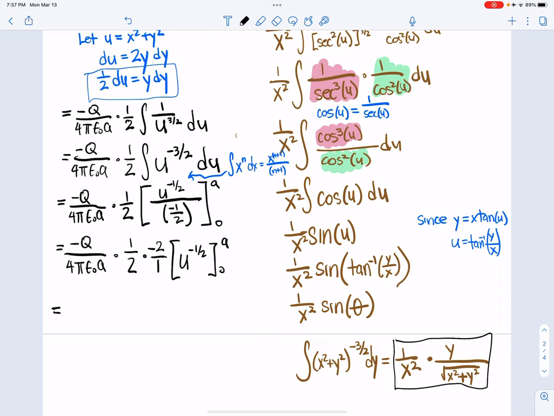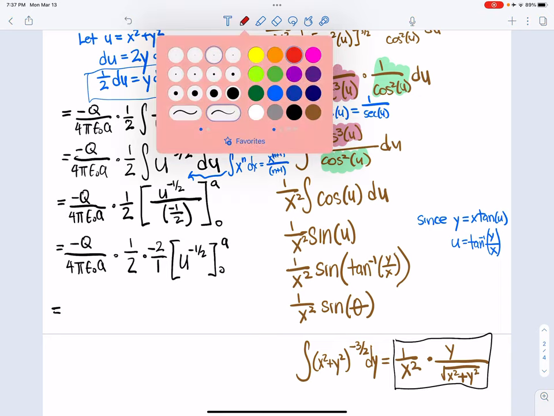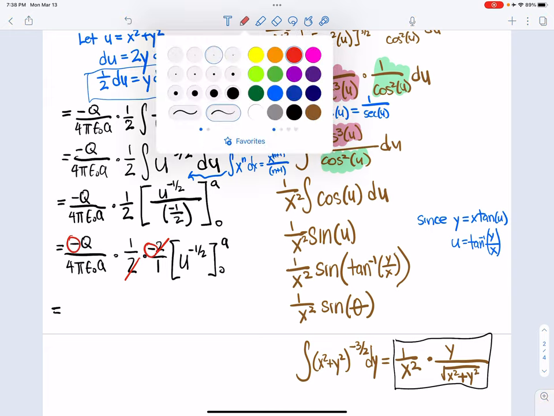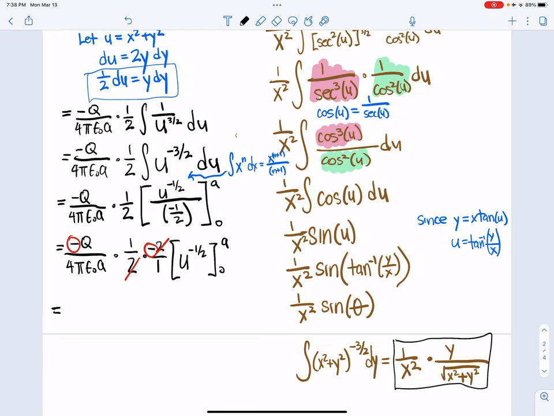So this, I can cancel out a few things, right? This 2 and this 2. And then remember I have two negative signs here, so that turns into a positive. So that becomes q over 4 pi epsilon naught a.